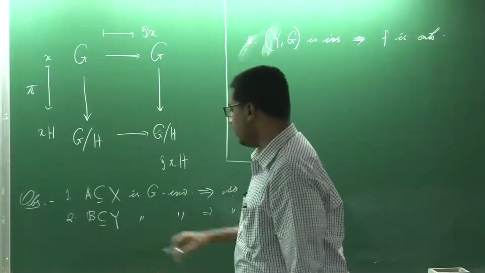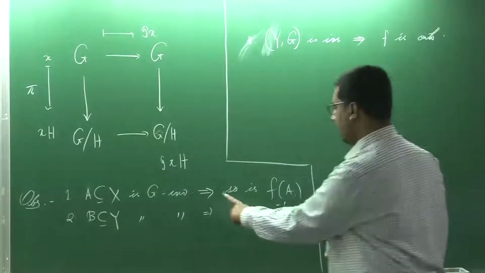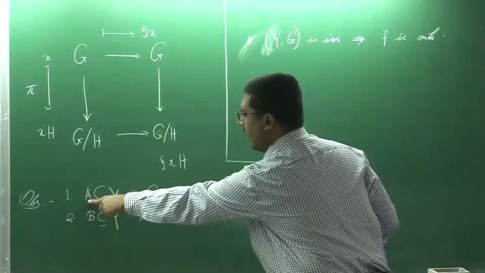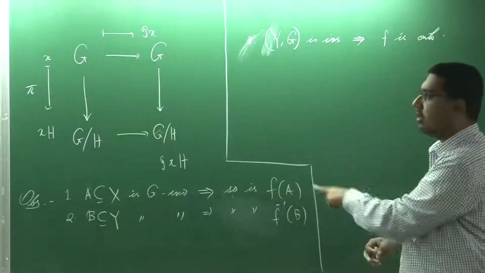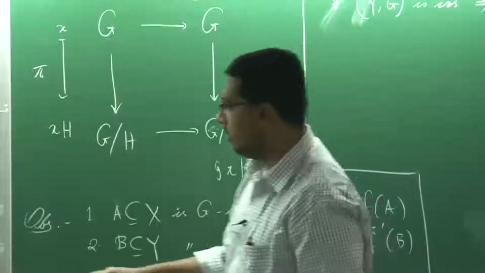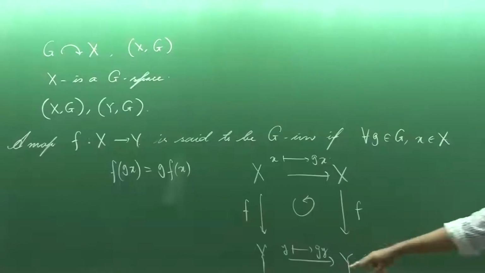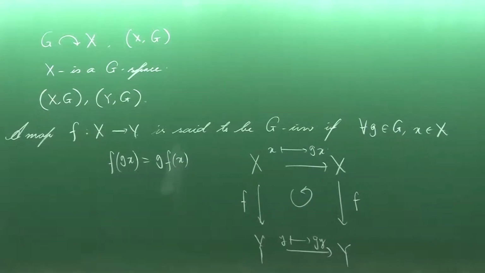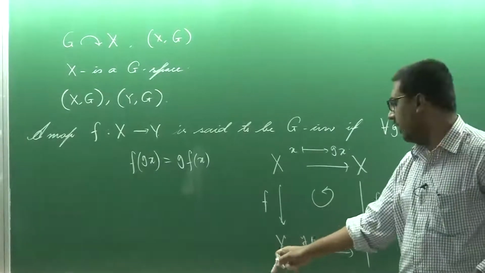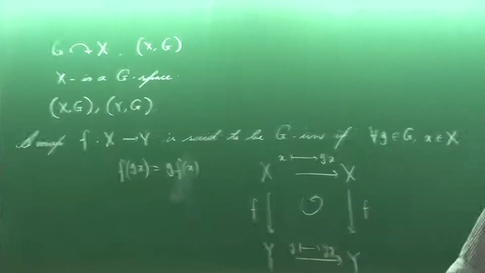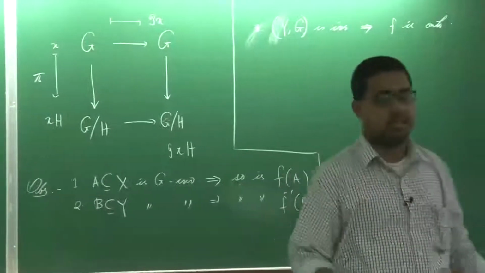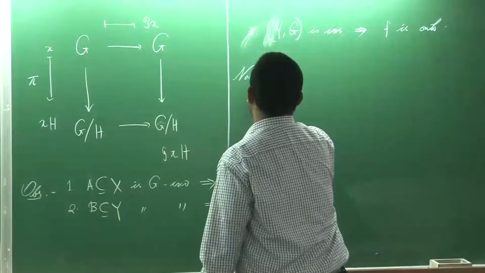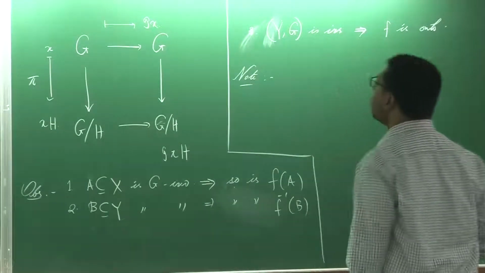Why? Because this is quite clear. In the first one, if we take A to be x, then f of x, which is the image of x, which is the range of this map F, will be a G invariant subset. Certainly this cannot be empty, because F is non-empty. Thus from the irreducibility of this action, f of x has to be y, which is the same as saying F is onto.